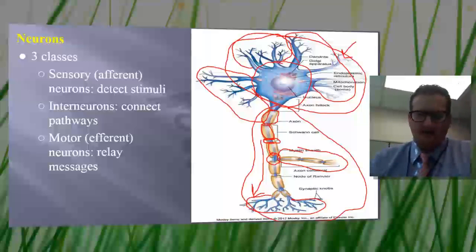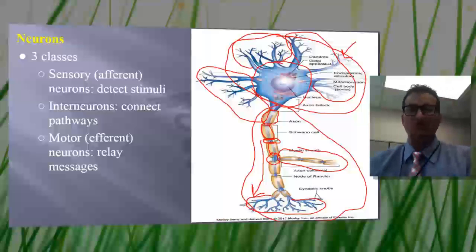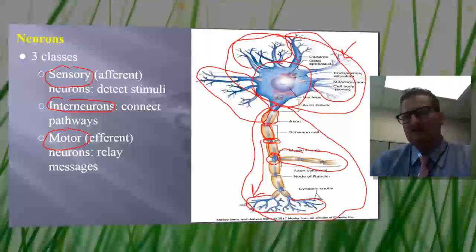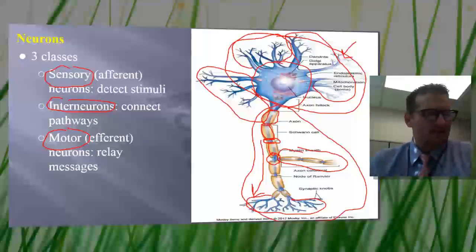Within the synaptic knob at the end of the axon are little vesicles containing a neurotransmitter. The neurons handle the nervous system's role of communication. There are three basic types: sensory, interneurons, and motor neurons. Sensory neurons detect stimuli such as touch, pressure, heat, cold, or chemicals, and they transmit information about stimuli to the central nervous system.